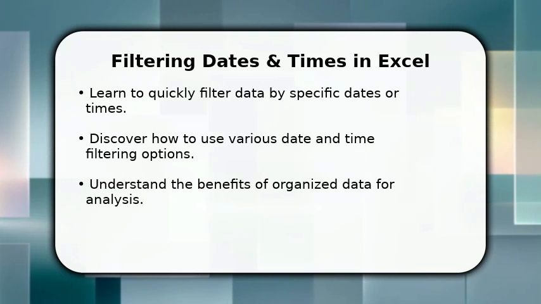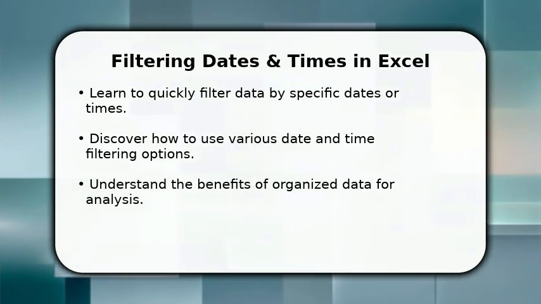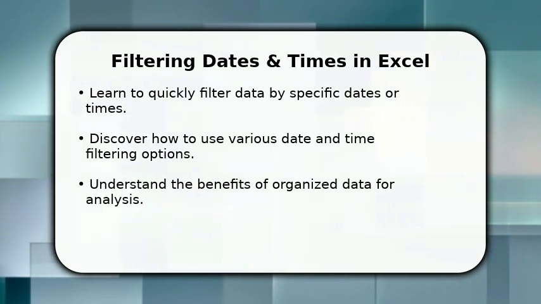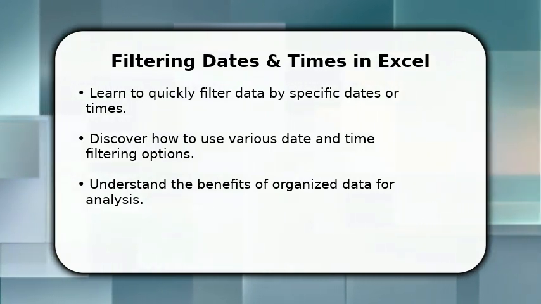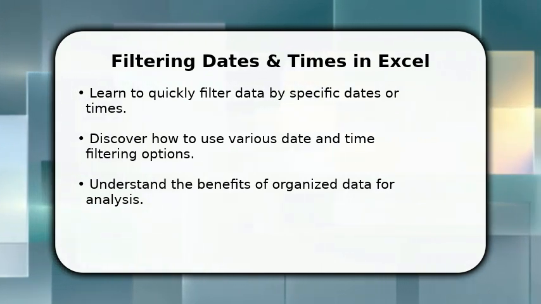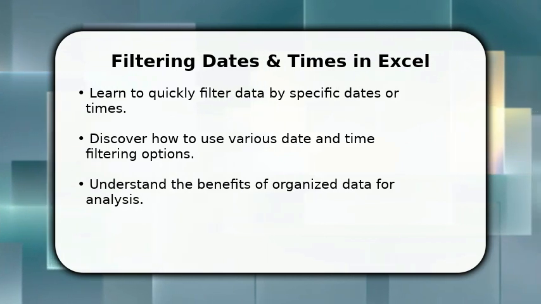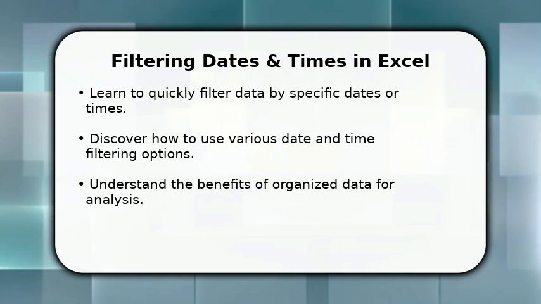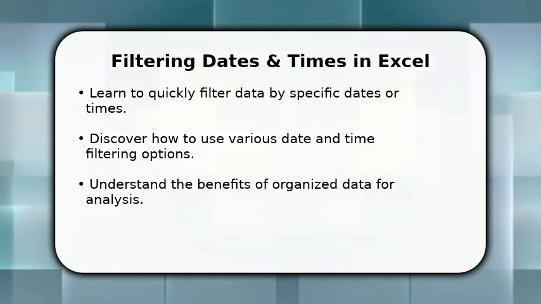In this video, I will show you how to filter date and time in Excel. First, ensure your data is in a table or has headers. Select any cell within your data range, then go to the Data tab and click the Filter button. This adds drop-down arrows to your column headers. Now, you're ready to explore the powerful filtering capabilities for your date and time columns.